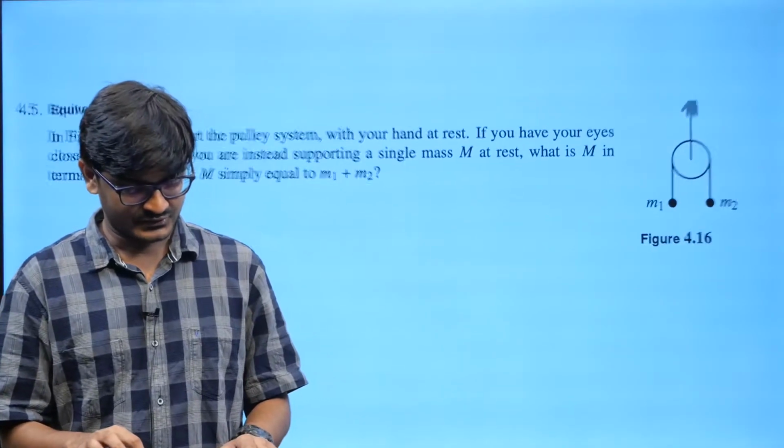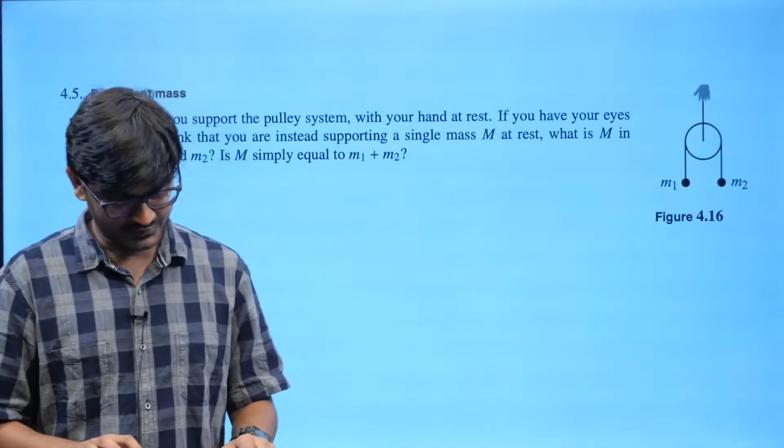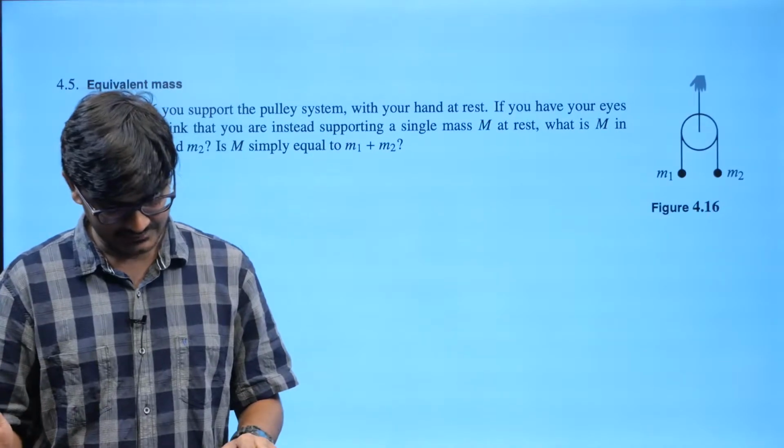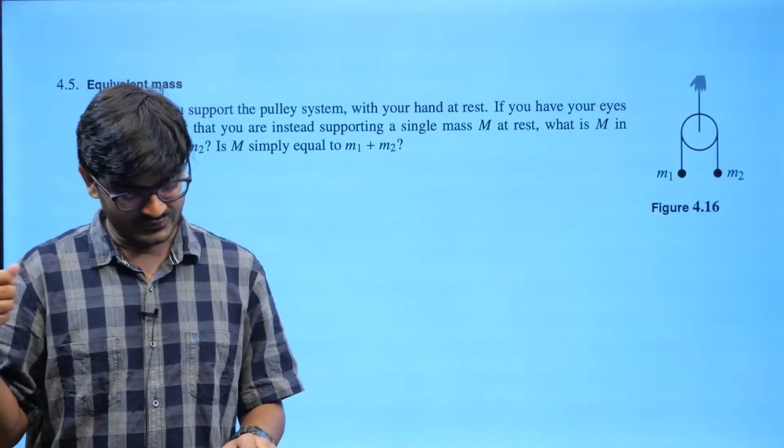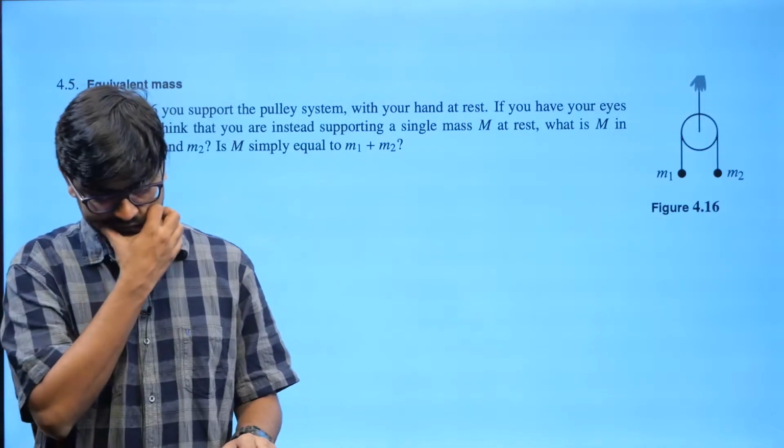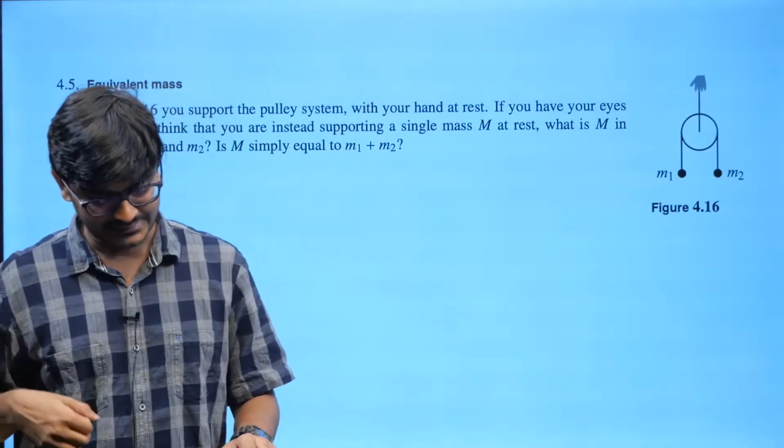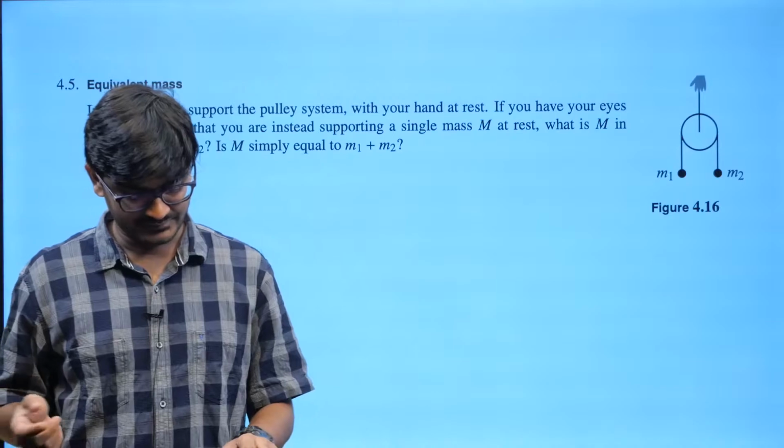Okay, you can try this question. The question goes like, in figure 4.16, you support the pulley system with your hand at rest. If you have your eyes closed and think that you are instead supporting a single mass at rest, what is M in terms of M1 and M2?